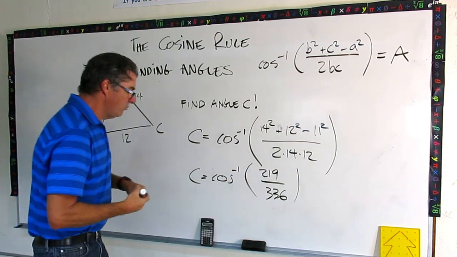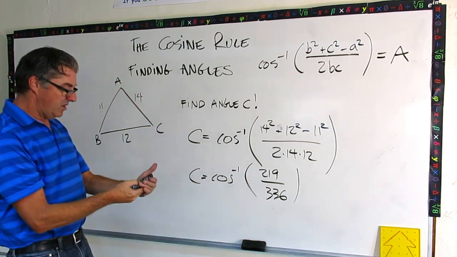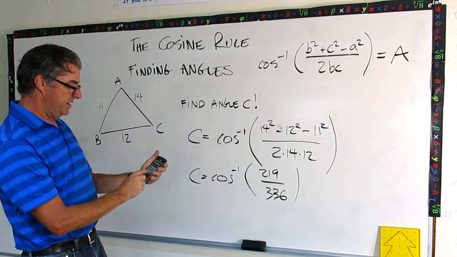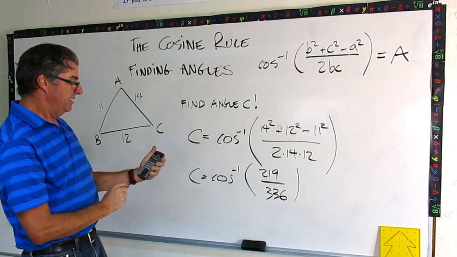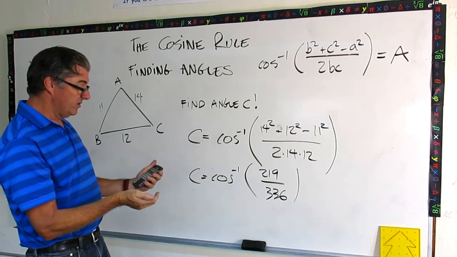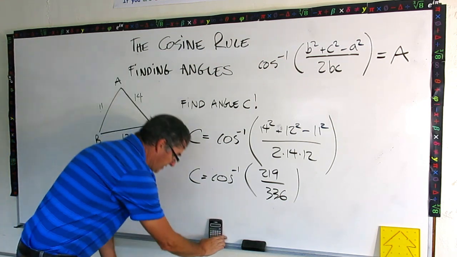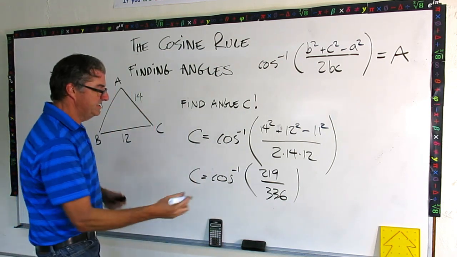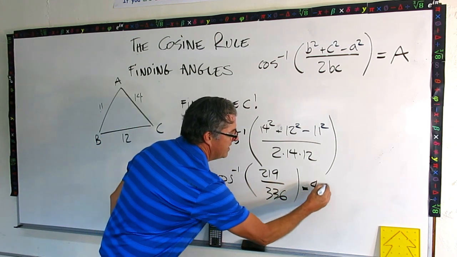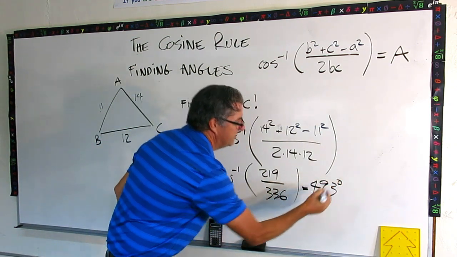Now I can do the rest in one step. What I've got is 219 divided by 336. That equals a decimal. Now I just take the inverse cosine of that decimal, and I get 49.3 degrees. So C equals 49.3 degrees.